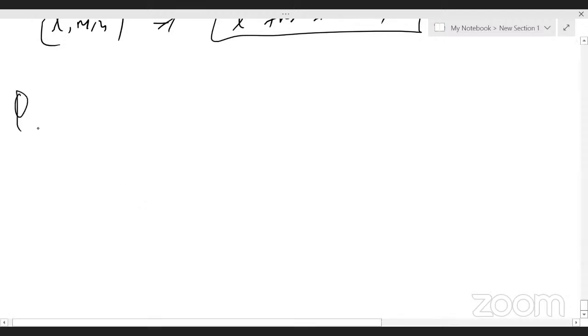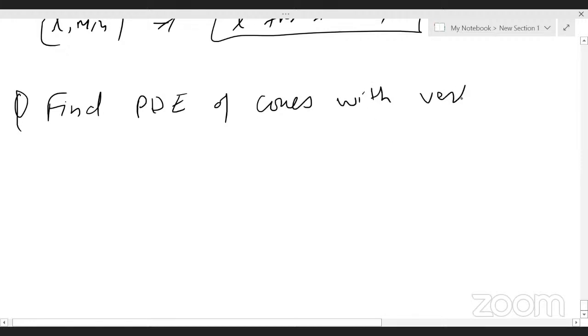Okay, the question is, find the PDE of cones with vertex at origin. Find the PDE of cones with vertex at origin. This is the most important question. Most important question that you need to know at any cost. At any cost, you need to know the question.